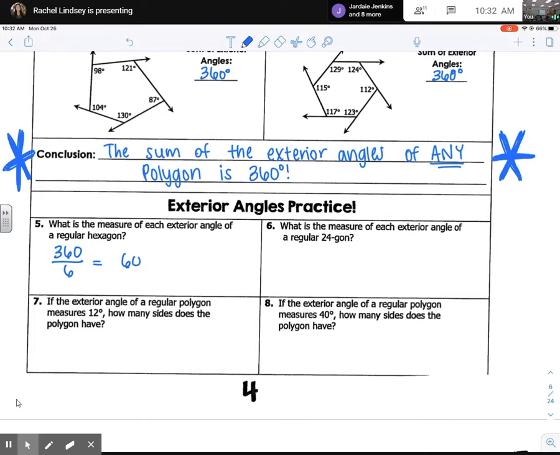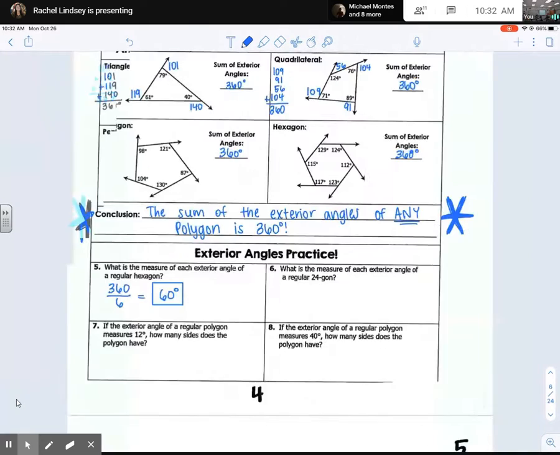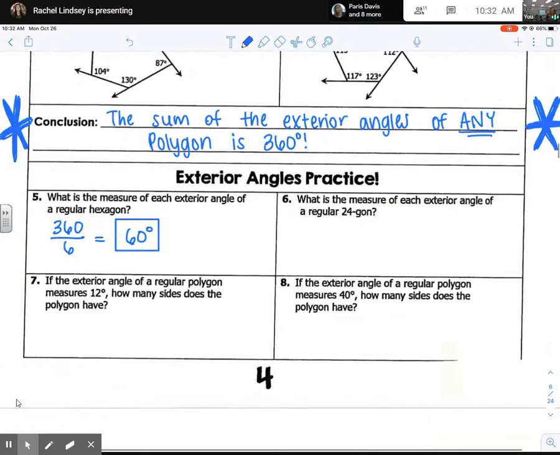60 degrees. So if all external angles of a regular hexagon are 60, what are all of the internal angles? 180 minus 60 is 120. So all the angles of a regular hexagon inside would be 120.